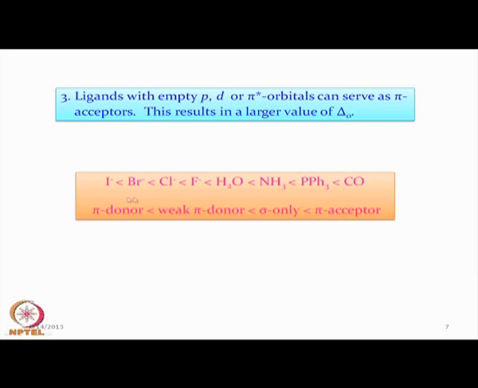This can only be framed when we consider the ligand field theory. So, this is basically the ligand field justification of the spectrochemical series. If we have water and ammonia, these are sigma only, and if we have only weak pi donors, these will be further weaker than water and ammonia.